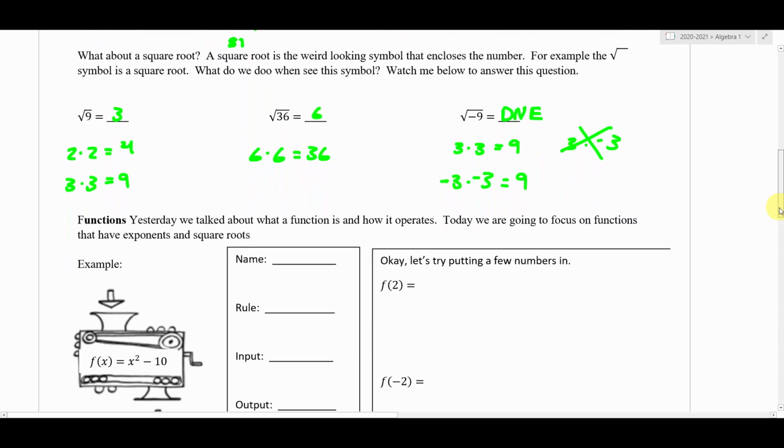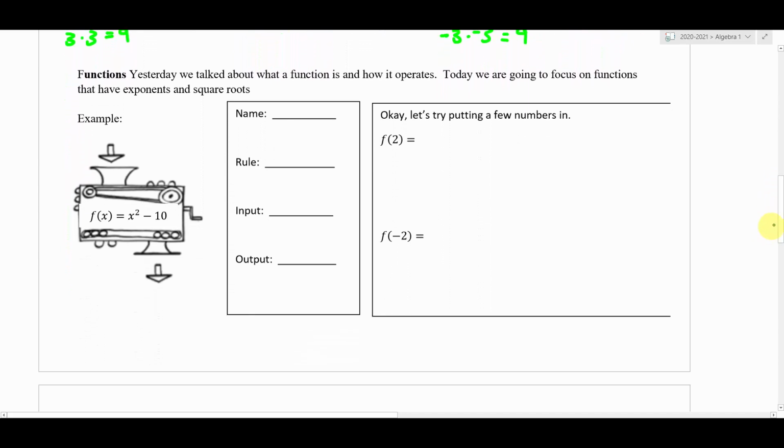Hopefully that helps out, because now we're going to take a look at functions that actually have these things in them. So you'll notice our function here in the function machine, we have x squared minus 10, so we have an exponent going on. And I'm just going to run through the vocab here real quick and make sure that I identify each of these things. So the name of our function is f. You can tell that from the letter that they use here. The rule is this thing on the right-hand side of the equal sign, so the rule is going to be x squared minus 10.